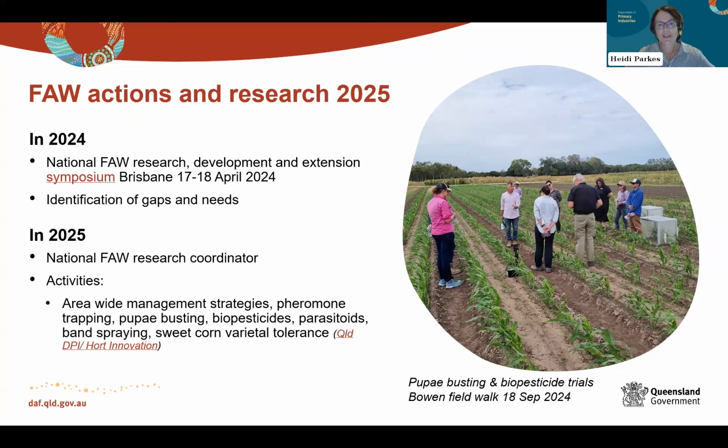So let's look at the actions and research happening in 2025 to address the fall armyworm challenges for Australian industries. So in April this year, we brought together growers, agronomists, researchers and funders from across industries for a national fall armyworm research development and extension symposium to identify investment priorities for managing fall armyworm. So the list of research gaps and needs included tools for biopesticides, thresholds, host plant resistance, as well as area-wide management strategies and understanding of fall armyworm population drivers and host plant preferences.